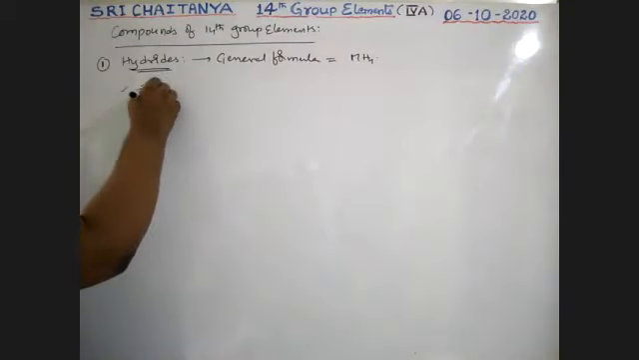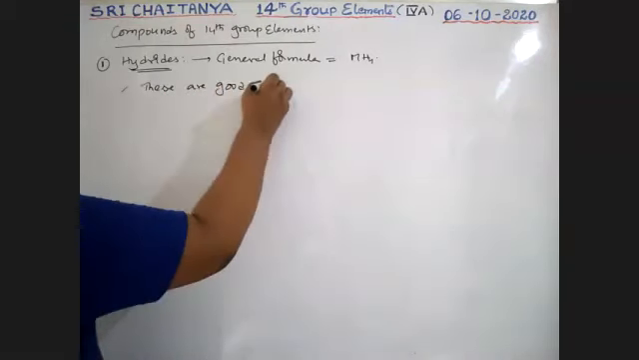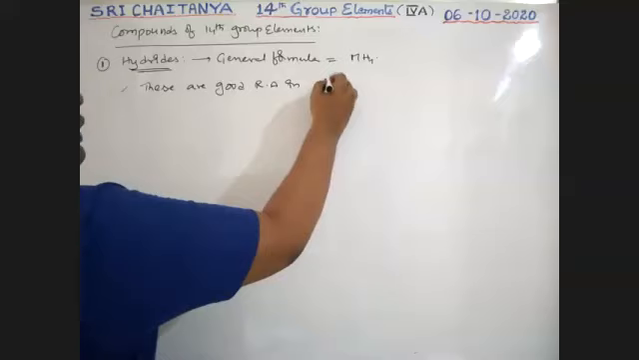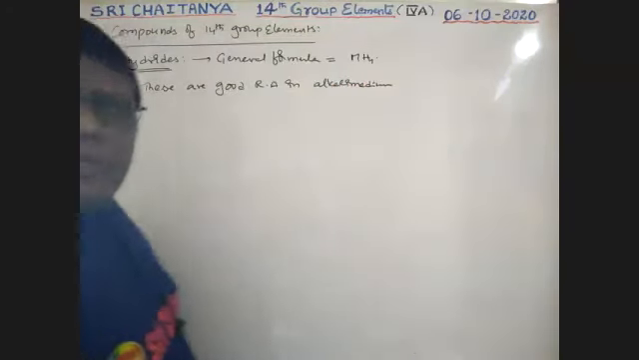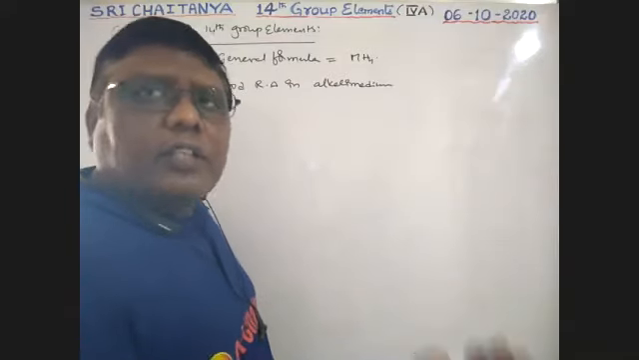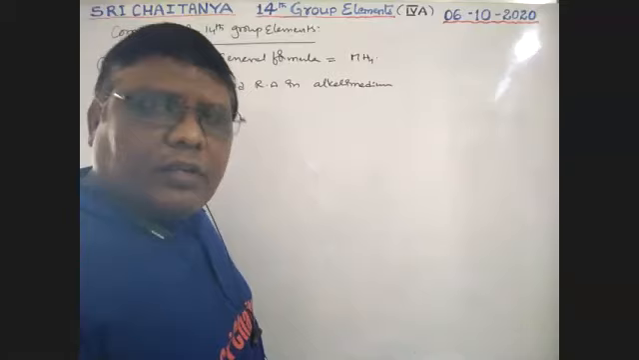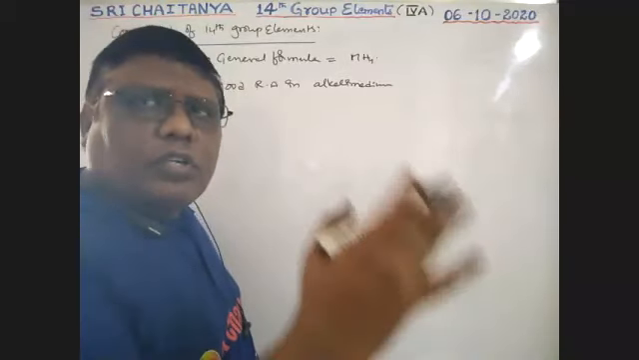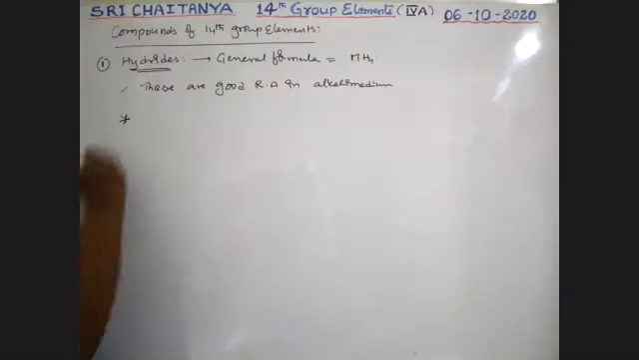Next, these are good reducing agents in alkali medium, because these liberate hydrogen. That liberated hydrogen acts as the reducing agent. So therefore, with alkalis, these are good reducing agents. Next, the most important point.